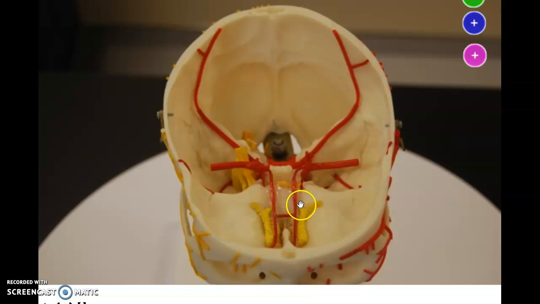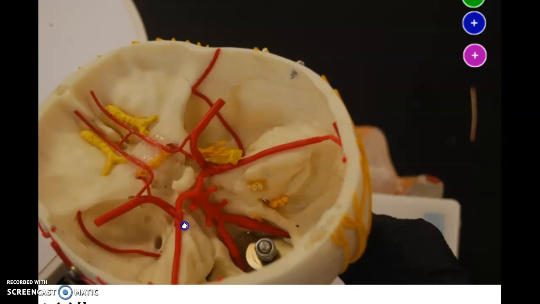So here's the anterior view. So again, the anterior cerebral arteries, the anterior communicating arteries. The posterior communicating arteries are back here. This is the posterior cerebral artery. And that is the Circle of Willis. So go through this skull, rotate it, try to find all of those structures.